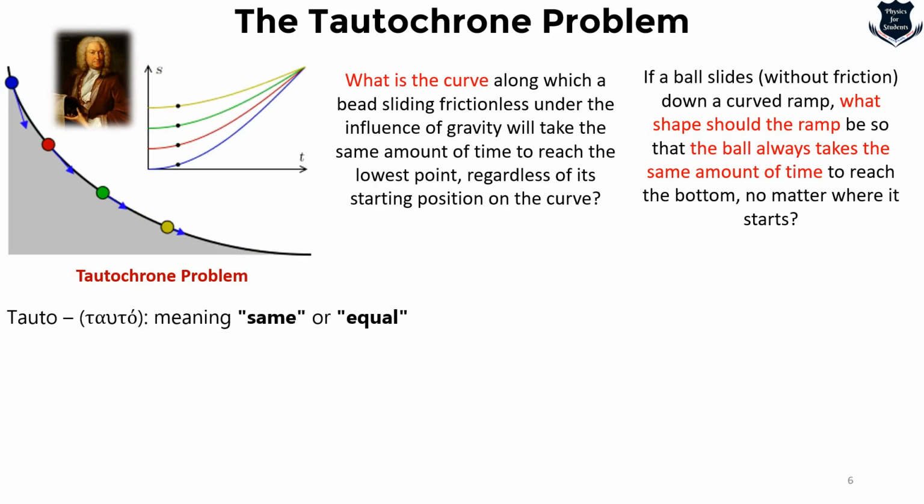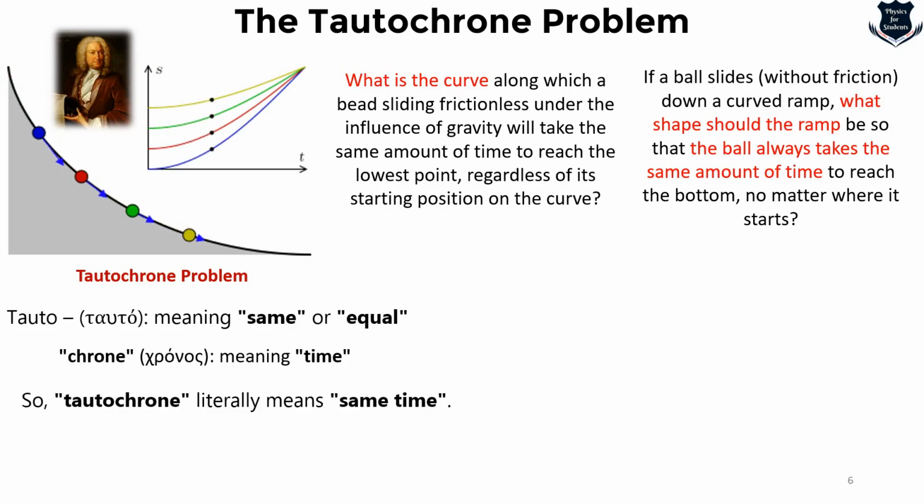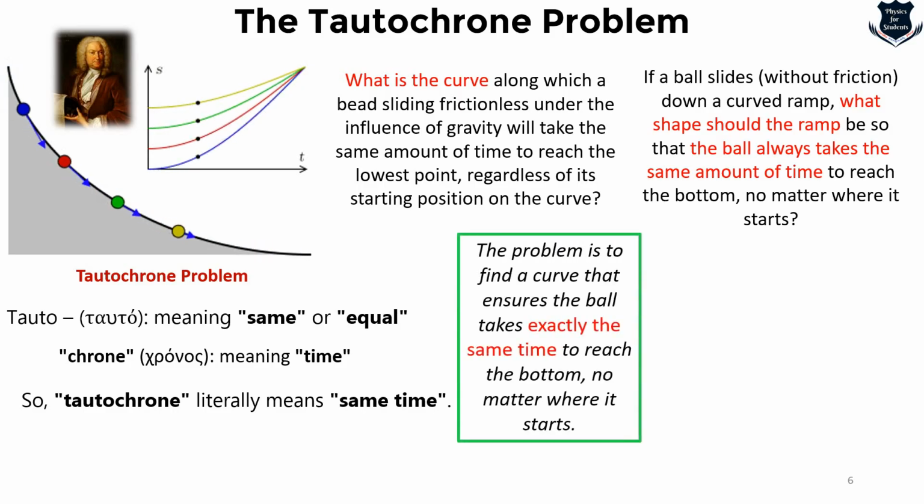As I was telling, the etymological meaning: tauto comes from the Greek word for same or equal, and chrone means time. So tautochrone actually means the same time, and it perfectly matches the problem. Wherever the bead starts on the ramp, what shape should it be so that the ball takes the same amount of time? Same and time, tauto and chrone, is the tautochrone problem. A simpler understanding is that the problem is to find a curve that ensures the ball takes exactly the same time to reach the bottom no matter where it starts.